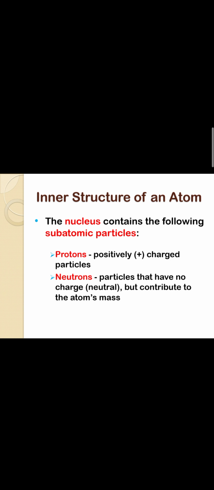The nucleus contains two subatomic particles: protons and neutrons. Protons are the positively charged particles and neutrons are the neutral particles. Both of these subatomic particles are present in the center of the atom, that is called the nucleus. If we talk about the outer structure of the atom, listen, the third subatomic particles, electrons, are present in these simple rings, or you may say shells. Each shell represents a different energy level and it can only hold a certain maximum number of electrons.